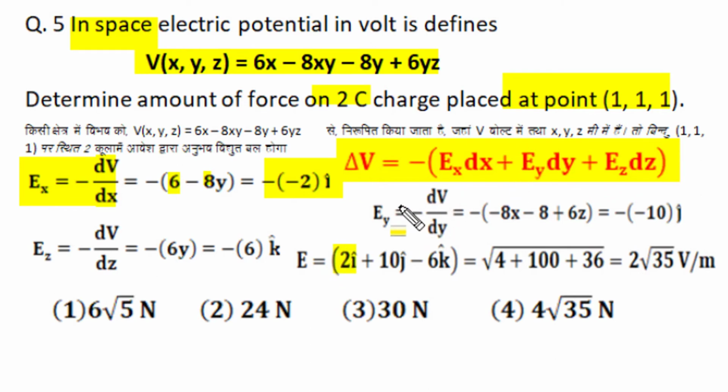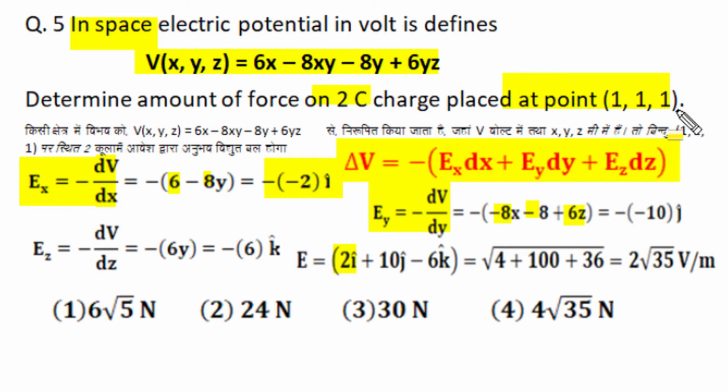Similarly, the y component is obtained by this partial derivative. When this potential function is differentiated with respect to y keeping x and z constant, the first term is 0, the second term gives minus 8x, the third term gives minus 8, and the last term gives plus 6z.